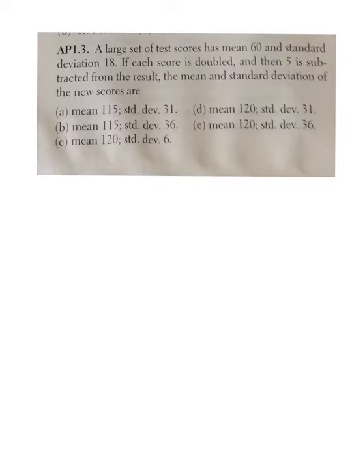Okay, this one, let's see. Large set of test scores, mean is 60, standard deviation of 18. If each is doubled, and then 5 is subtracted from the result. Okay, so remember, for the mean we would do both of those things. We would double it and then subtract 5. So 2 times 60 is 120. It would be 115. So 115 would be the new average or mean.